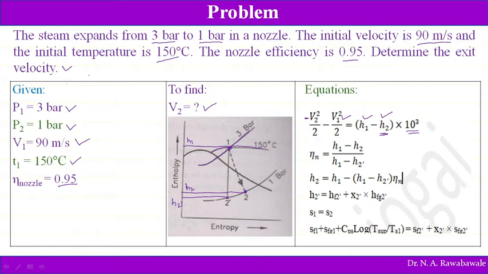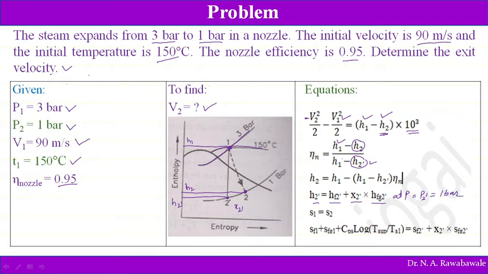So the equation for nozzle efficiency is (H1 minus H2) divided by (H1 minus H2 dash). H1 is known, H2 we want to find out, and H2 dash can be obtained because we know the properties of steam at point 2 dash. What is known is the pressure. So the quality of steam, the dryness fraction, we can find out. If the steam is wet, we have to find out the dryness fraction at point 2 dash. So H2 dash can be obtained by this equation: H2 dash is equal to HF2 plus X2 dash times HFG2 dash, at pressure P2 dash. The pressure P2 dash is given as 1 bar.